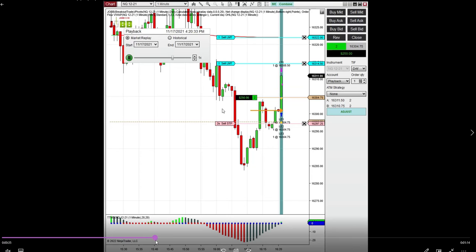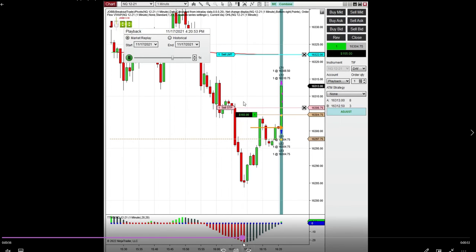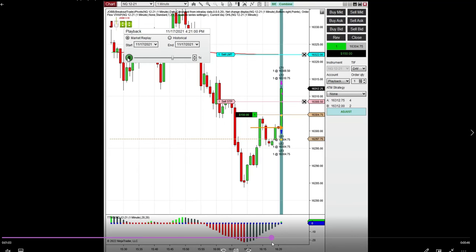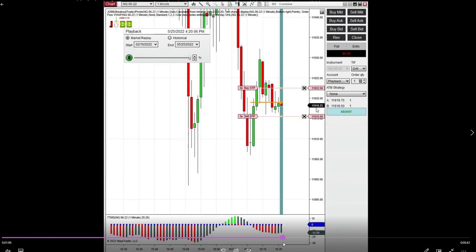It filled when the news was released, and it was a decent trade. It didn't explode, but it was decent. And that was November.